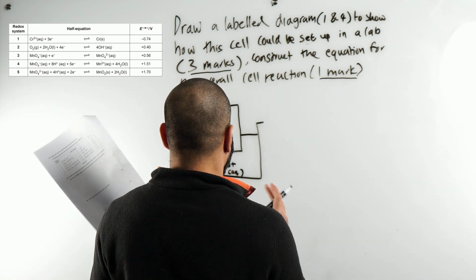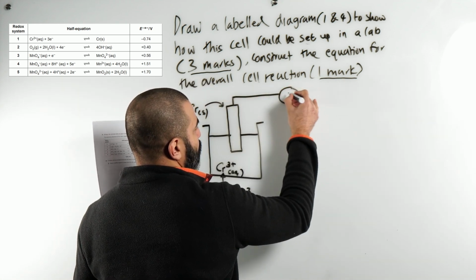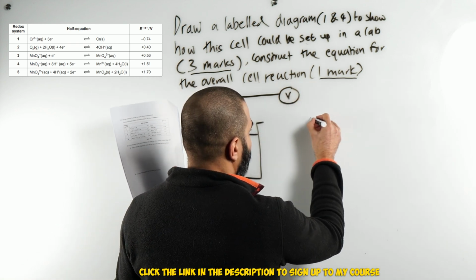My God, that looks so wonky. Oh well. Right, we're going to connect it to a high resistance voltmeter, so we don't want any current flow because that's going to affect the voltage reading that we get.